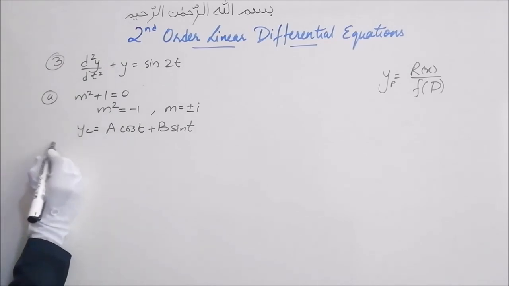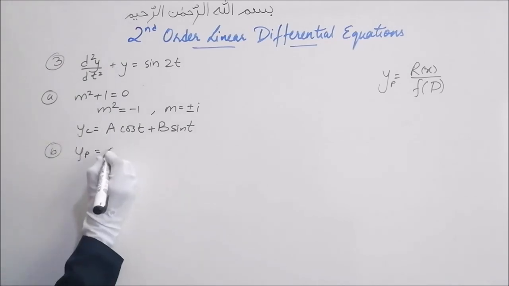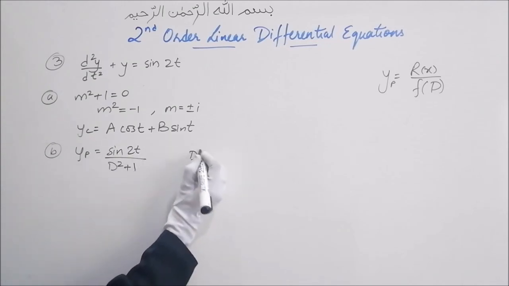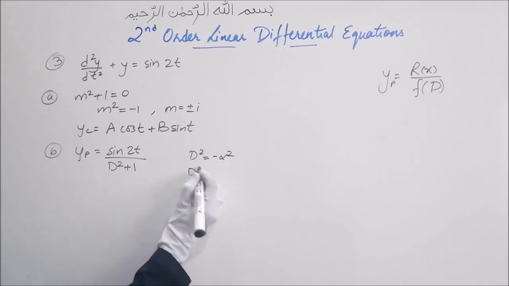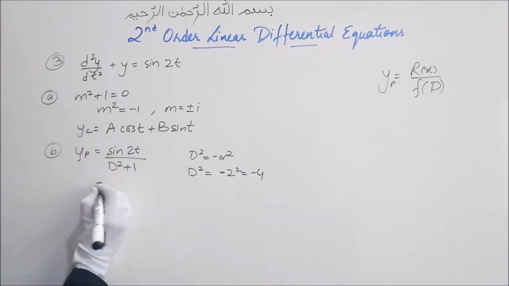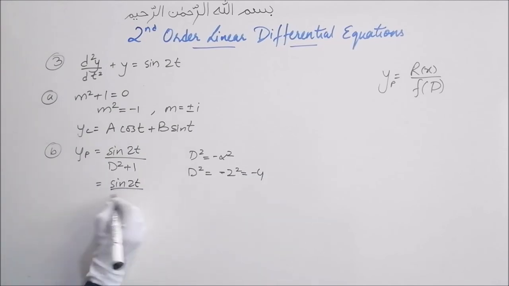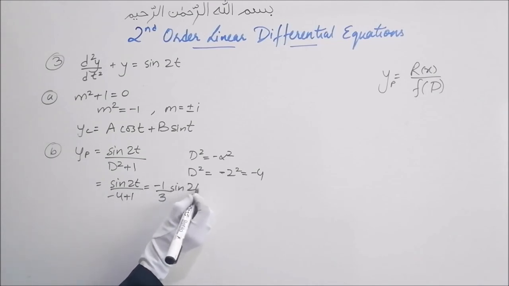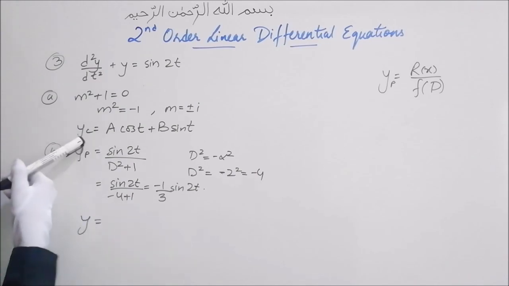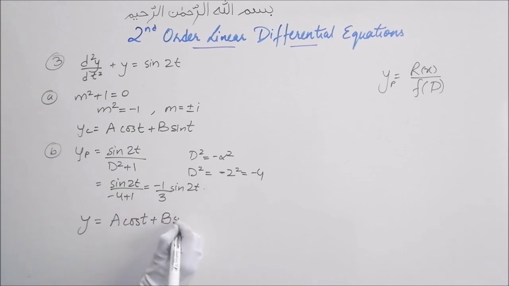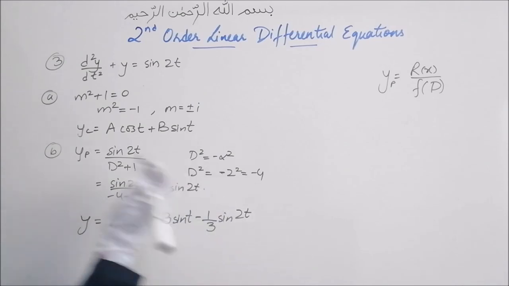The second solution is the particular integral, which is yp equal to sin 2t upon D squared plus 1. We have to replace D squared by minus alpha squared. Alpha here is 2, so D squared will be minus 2 squared, that is minus 4. So we'll have sin 2t upon minus 4 plus 1, which is minus 1/3 sin 2t. Therefore, the final solution y will be the complementary function plus the particular integral, which is a cos t plus b sin t minus 1/3 sin 2t.